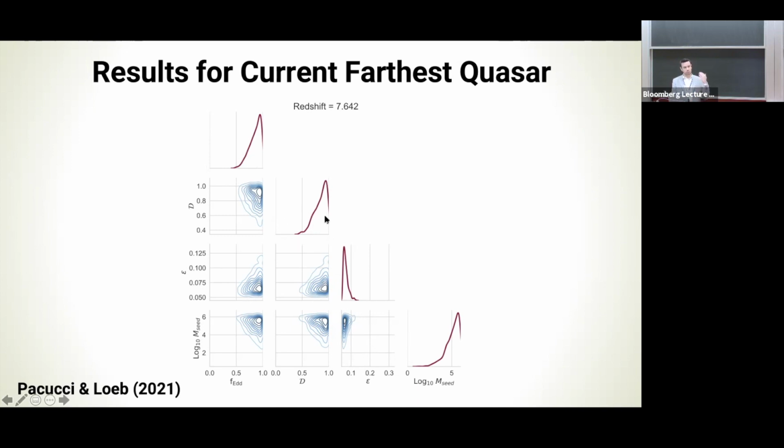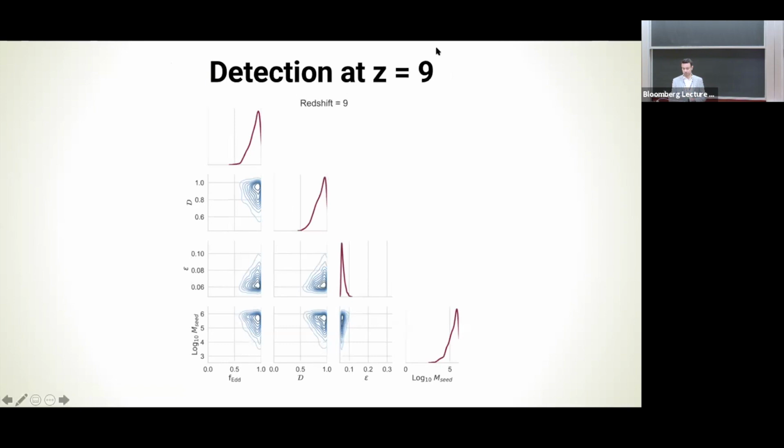If you go to higher detection redshift, about redshift 9, the situation slightly improves, though it doesn't improve that much. You can see that high masses are still favored, but also lower masses, about 10 to the 4, 10 to the 3.5, are still possible. And as I was saying before, the Eddington ratio and the duty cycle are still favored to be very high, although intermediate values are not completely impossible.